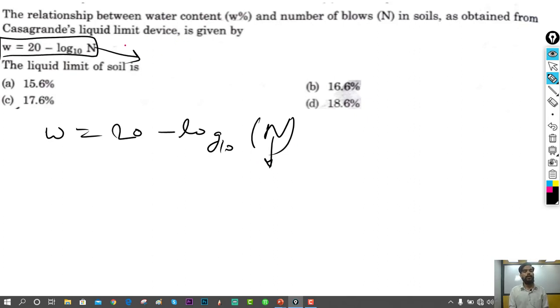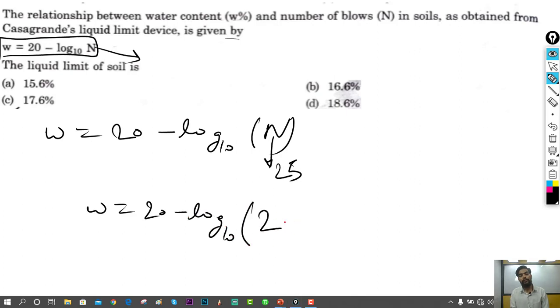The number of blows at which our liquid limit comes out is 25. So we can say that the liquid limit of this device is W equal to 20 minus log base 10 of 25. When you solve this, you will find the value of 18.6%. So our correct option is option D.